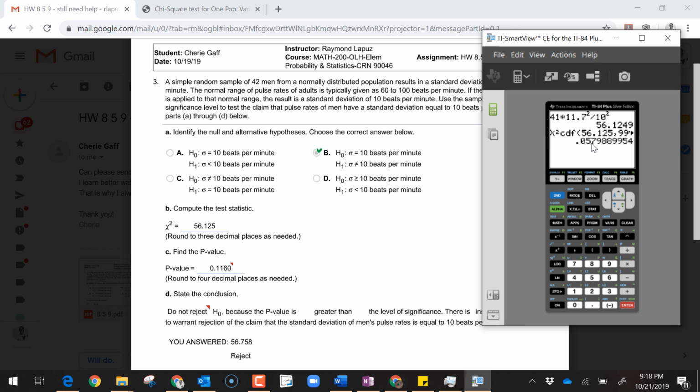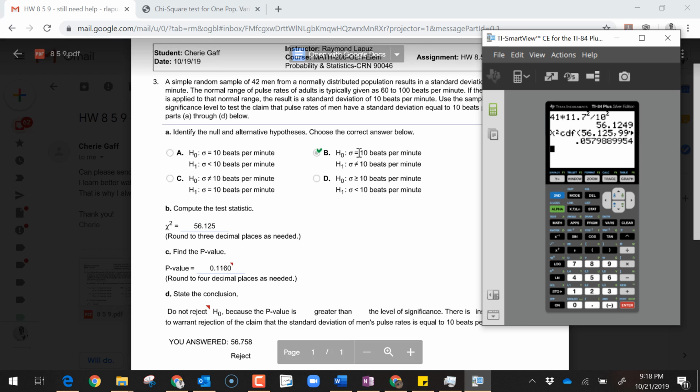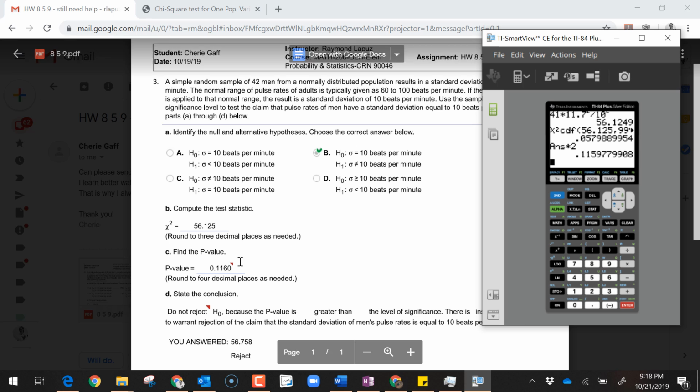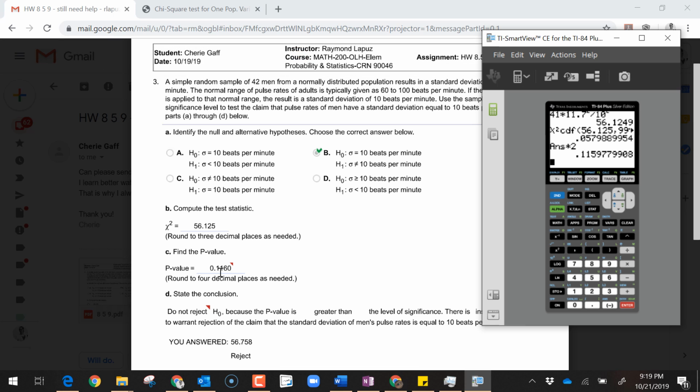Now this is the area on the right side, but looking at your answer for part A and the alternative hypothesis, it's a not equal to sign. So this is actually a two-tail test. The right tail is 0.0579, but then we want to double that. So I'm going to hit times 2, and that's going to give me 0.1159. So that's 0.1160, the p-value that they got.